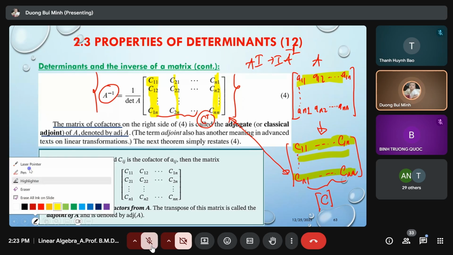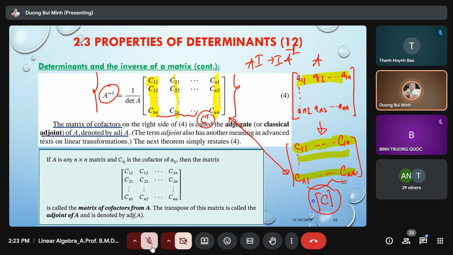So if here we say this one is the cofactors matrix, or the matrix of cofactors, this one is the transpose. So here if we know C, you can take the transpose of C. Of course, C is the matrix of cofactors. We take the transpose of this matrix, and the transpose of this matrix is called the adjoint of A. Adjoint of A.